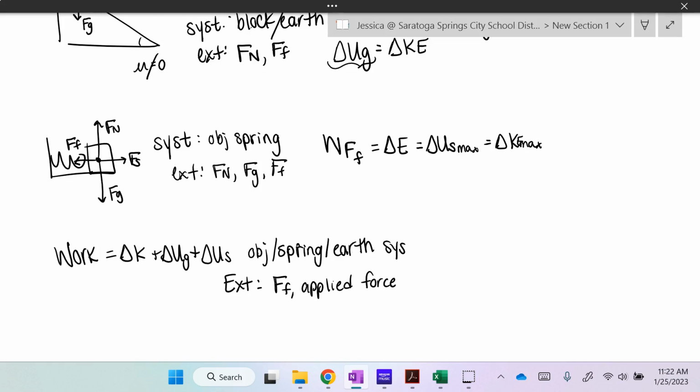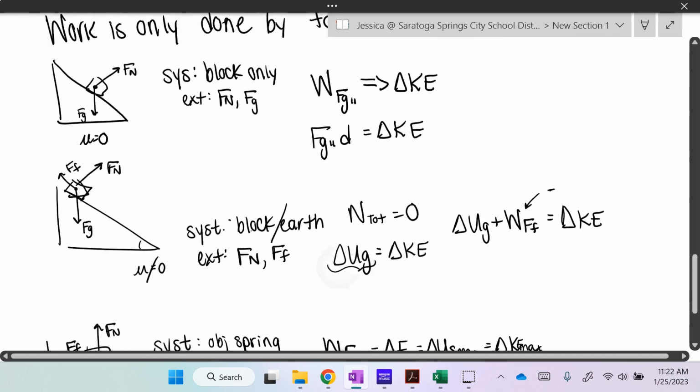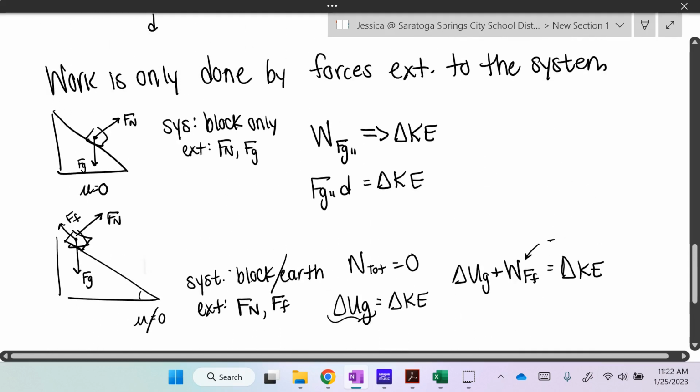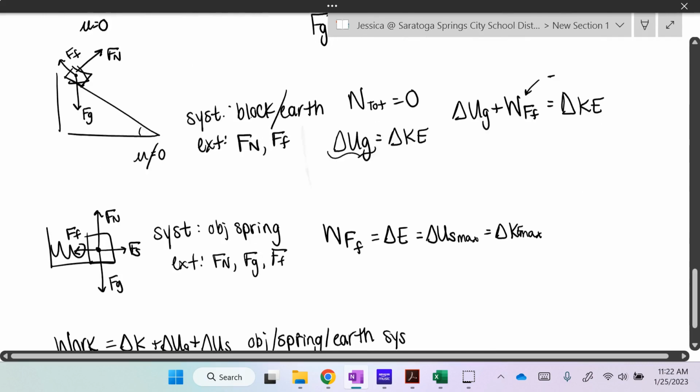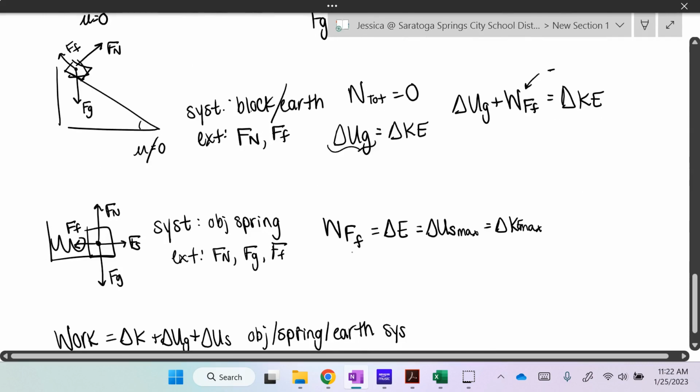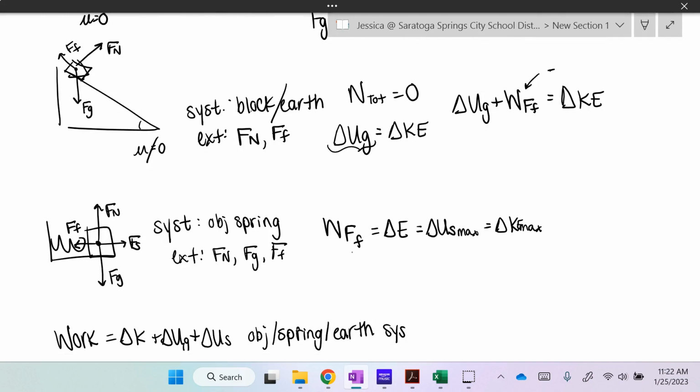So when we're thinking about our system and what does work, we have to remember that work is only done by forces external to the system. If the Earth is in our system, then gravity is internal now. If the spring is in our system, then the spring is internal now and doesn't do any work. If the spring and the Earth are in our system, we now consider their potential energies to be a part of our total energy. So it's not like that energy is disappearing or those forces aren't acting. We're just thinking about them as a different thing.